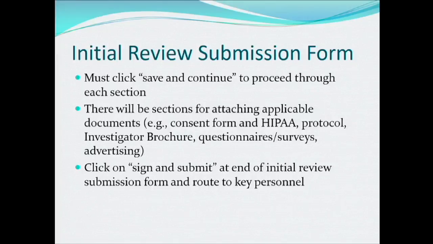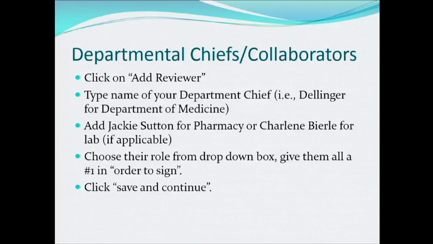At the end, you're going to go through the form all the way through, saving and continuing, and it will prompt you to sign and submit. You're going to click that form. It will have you sign off as the PI. The PI is always required to sign off on the study application for it to be submitted to the IRB. And if there are other co-investigators on the study, you'll have to route it to them. You'll have to route it to the department chief. So here, you would click on Add Reviewer, and you can type in the name of the department chief. For example, if you had a co-investigator on your study that was in the Department of Medicine, then you would request to route that to Dr. Dillinger.